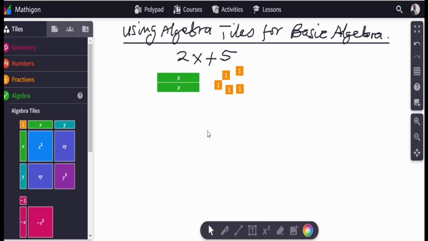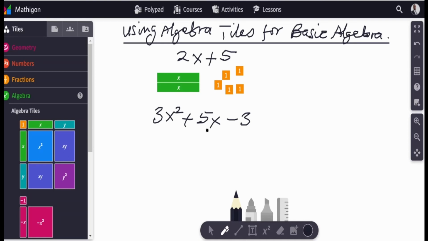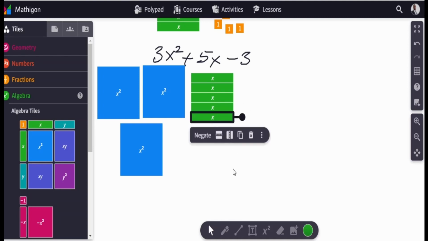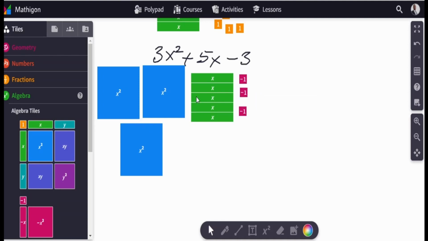Then we can also have, let's say, a quadratic expression like 3x squared plus 5x minus 3. So we're going to have 3 of the x squared. Right, so here we have 3x squared plus 5x minus 3. And you can try more examples for yourself. Just make sure that you use the red tiles for the negative values and the other colors for the positive values.